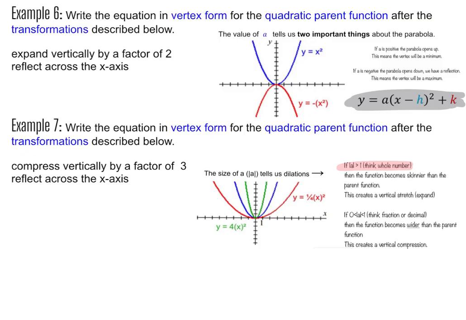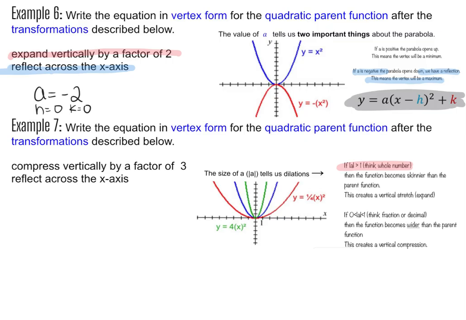But because we have reflect across the x-axis, that also means that a has to be a negative number. So a has to equal a negative from the fact that it's a reflection, and because it says expand vertically, that's a whole number, so factor of 2. There is no other information, so it doesn't say anything about translations horizontally nor vertically. So h and k are just the values 0. So h equals 0 and k equals 0.